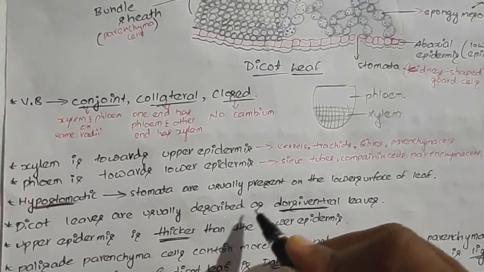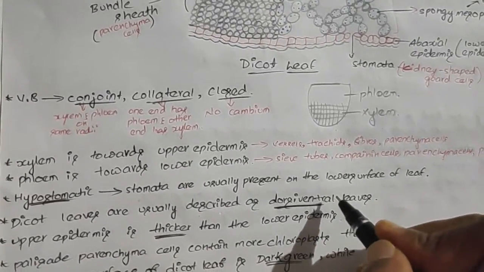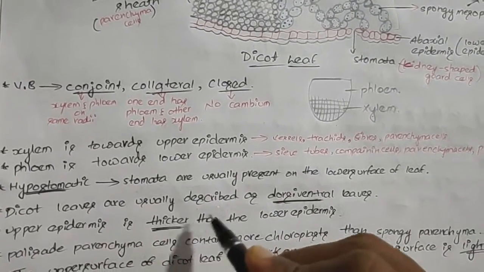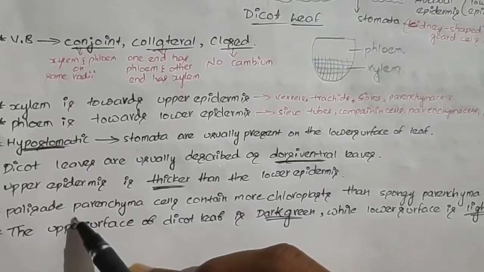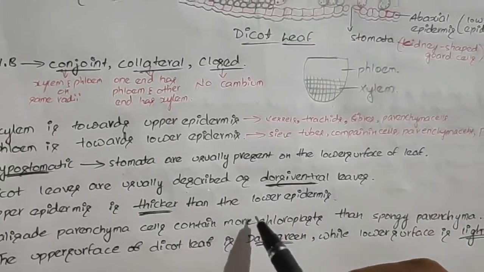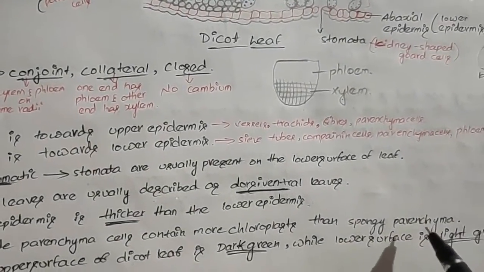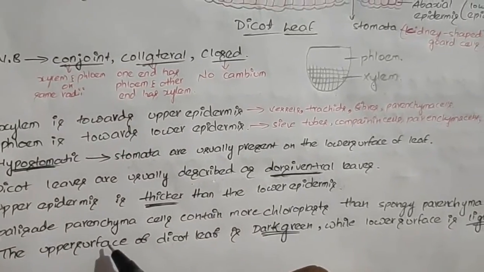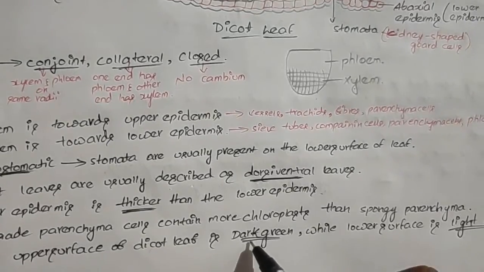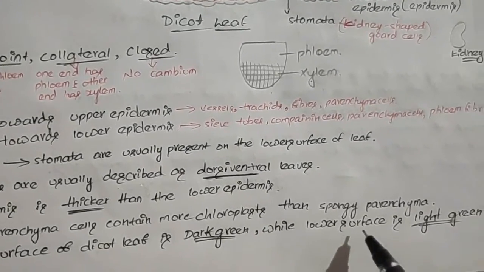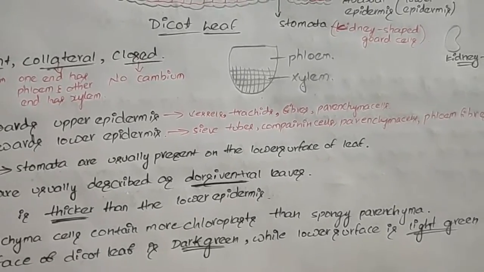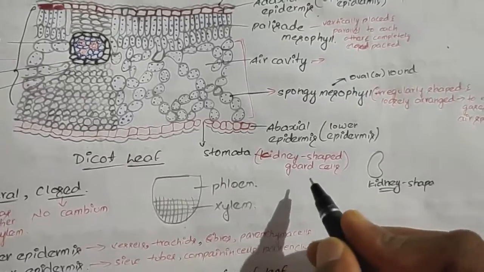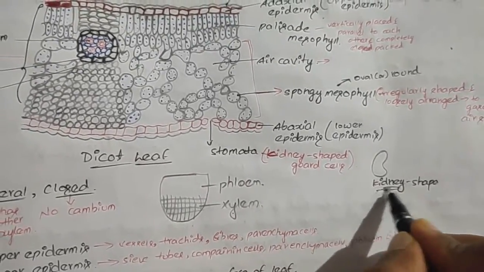Dicotyledon leaves are usually described as dorsiventral leaves because the upper epidermis and lower epidermis are of different types, and the upper epidermis is thicker than the lower epidermis. Palisade parenchyma cells contain more chloroplasts than the spongy parenchyma. These chloroplasts help in the photosynthesis of the leaf. The upper surface of the dicot leaf is darker, while the lower surface is light green in color. The guard cells of the stomata in dicotyledon leaves are kidney-shaped cells.